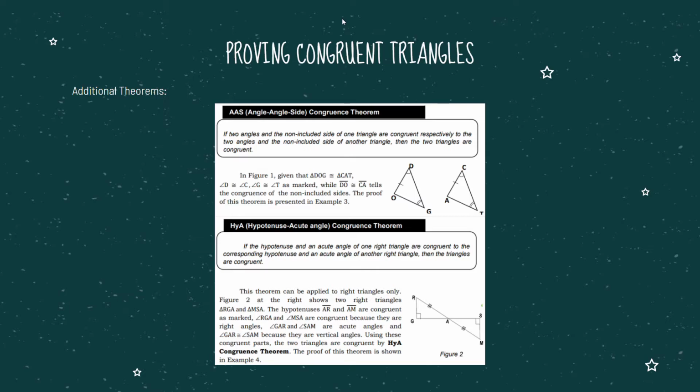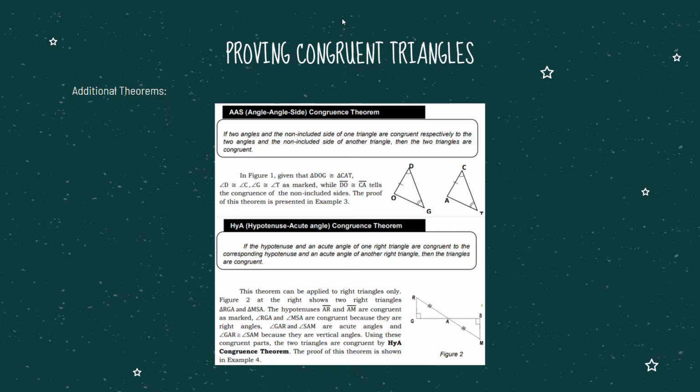Next, we have the hypotenuse acute angle, or HYA congruence theorem. If the hypotenuse and an acute angle of one right triangle are congruent to the corresponding hypotenuse and an acute angle of another right triangle, then the triangles are congruent. This theorem can be applied to right triangles only. Figure 2 at the right shows two right triangles, triangle RGA and triangle MSA. The hypotenuses, line segment AR and line segment AM, are congruent as marked. Angle RGA and angle MSA are congruent because they are right angles.